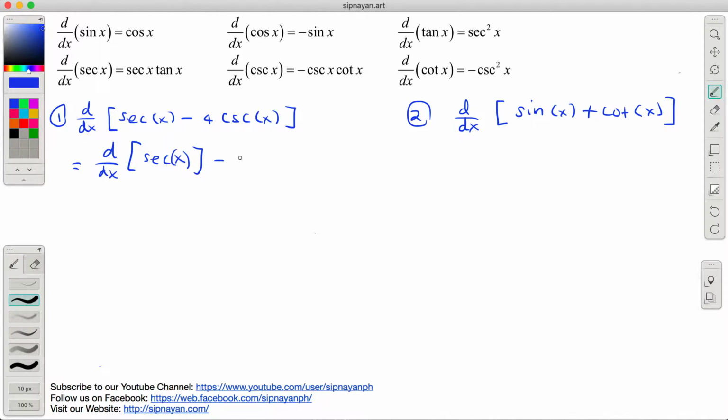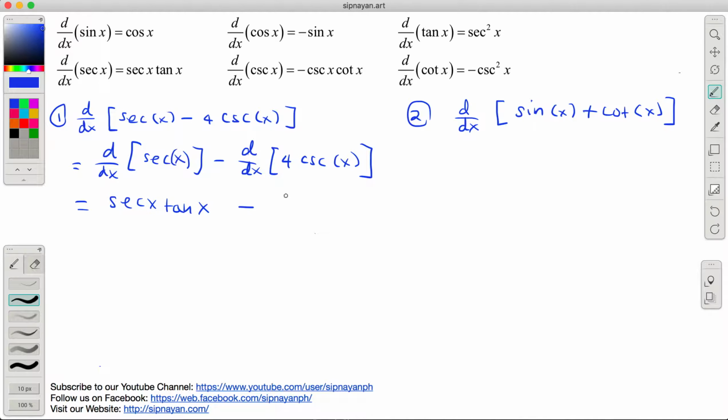And then minus the derivative of 4 cosecant x, no? Okay, so this is equal to, what is the derivative of secant x? Derivative of secant x is secant x tangent x. So this is equal to secant x tangent x.